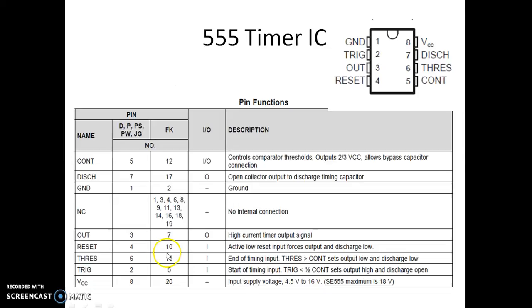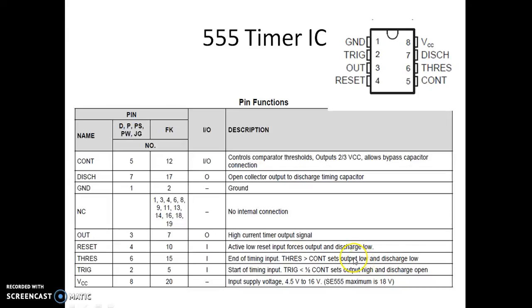So when the reset pin is 0, it resets the output and makes the capacitor discharge. And this threshold is again an input, so it is the end-of-timing input. If the threshold is greater than control, it sets the output to low and of course discharge low. So meaning when the threshold voltage is going beyond the control voltage, that is, when the capacitor voltage is more than VTH, the output goes low.